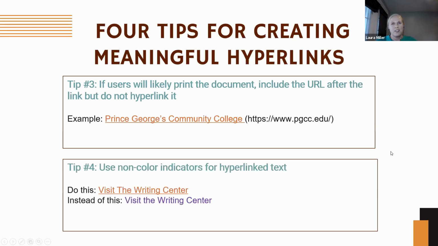Use non-color indicators for hyperlink text. So for example, visit the Writing Center, it's underlined, rather than just the text in a different color. Sometimes we do create links and we just change the color so people know they're a link, but if somebody is colorblind or they have assistive technology, then they don't always know that that's a link, right? If they're using that screen reader, it may not know that that's a link. So underlining is really helpful when you are hyperlinking text.